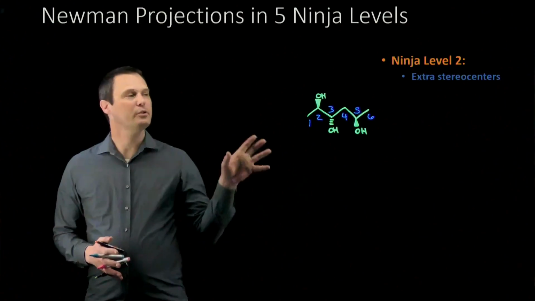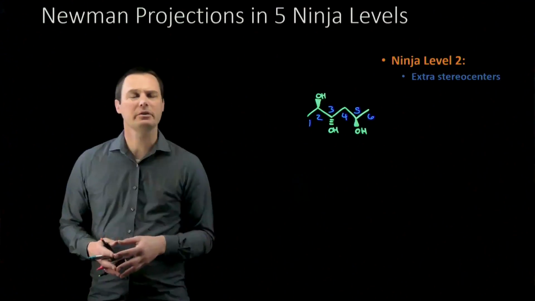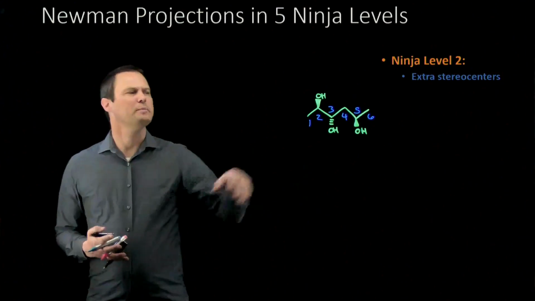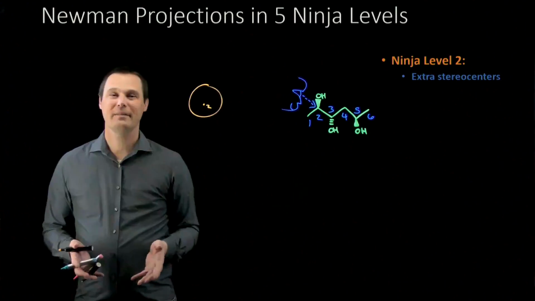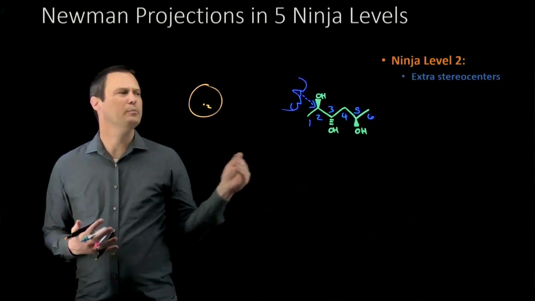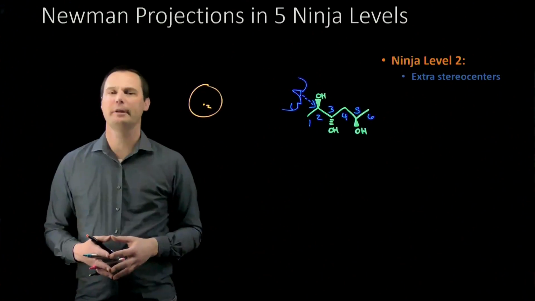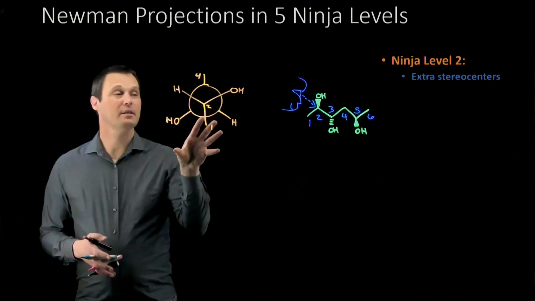Ninja level 2 deals with Newman projections that have extra stereocenters in the molecule. You may not have gotten to stereocenters yet in your course. Stereocenters just means extra wedge and dash groups outside of the 2 carbons you're using for your Newman projection. If I were to draw this Newman projection looking down the 2-3 bond, I could do that fairly easily, but what do I do about carbon 5 when it comes up later? Before we worry about that though, let's get the rest of the Newman projection drawn in. Here is the rest of that Newman projection.